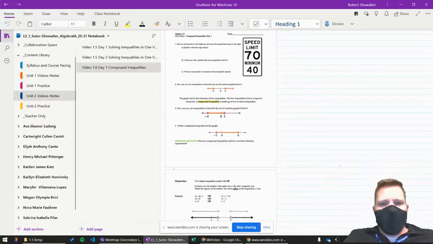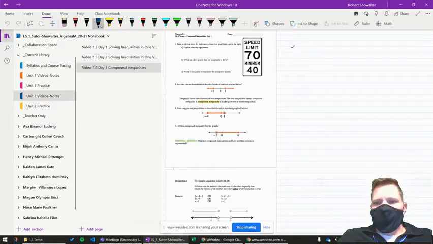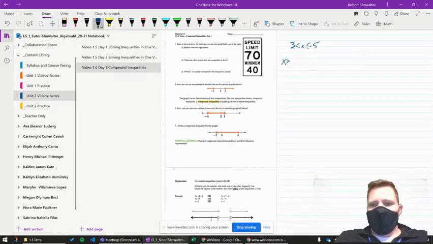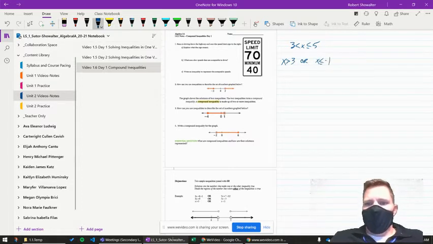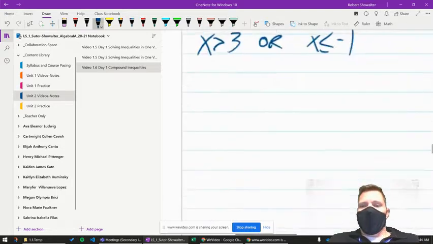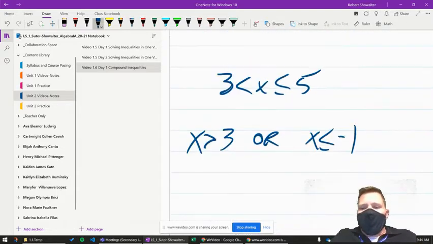How's it going? Today we're going to talk about compound inequalities. Compound inequalities are things like this. We briefly talked about it before, but now we're going to talk about it at length so you understand all the little parts of it.